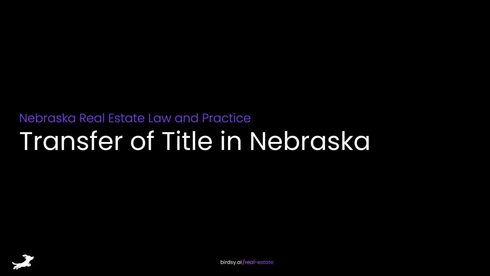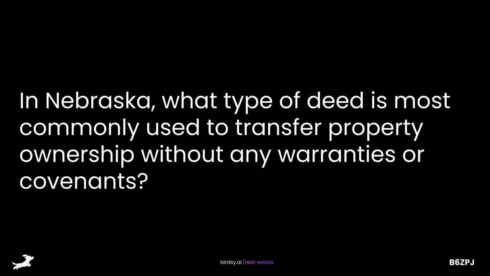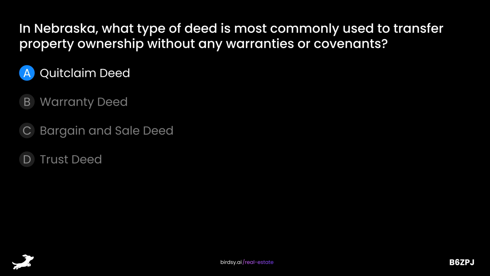Transfer of title in Nebraska. In Nebraska, what type of deed is most commonly used to transfer property ownership without any warranties or covenants? Is it A, quitclaim deed, B, warranty deed, C, bargain and sale deed, or D, trust deed? The answer is A, quitclaim deed.